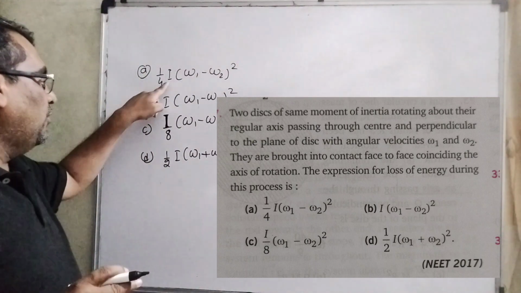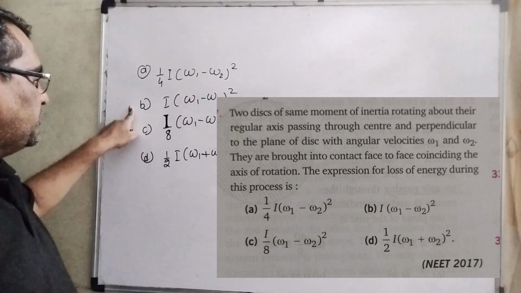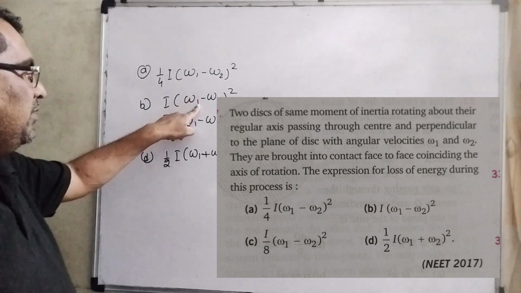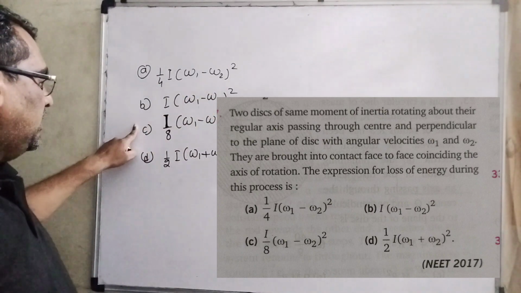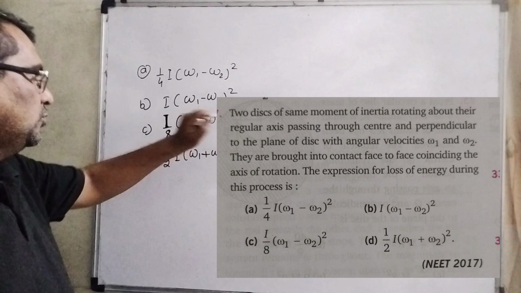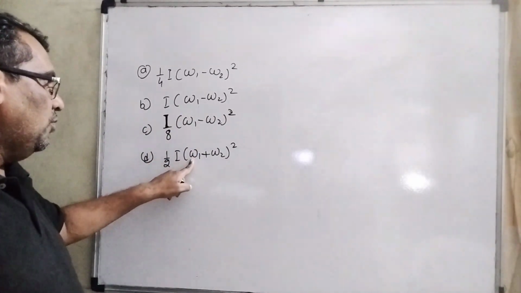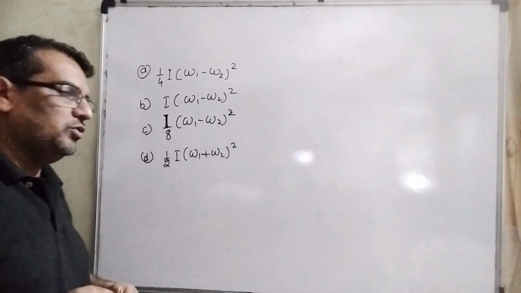First option: 1 by 4 I into bracket omega 1 minus omega 2 whole square. Second option: I into bracket omega 1 minus omega 2 whole square. Third option: I by 8 into bracket omega 1 minus omega 2 whole square. And the last option: 1 by 2 I bracket omega 1 plus omega 2 whole square.